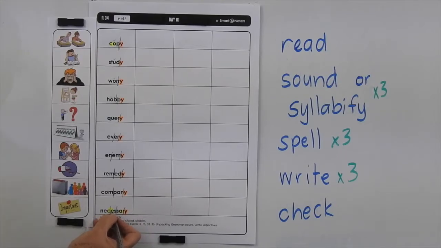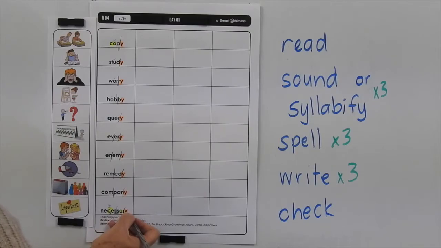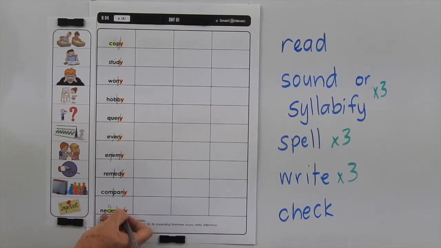Now necessary, here you've got the E making the C make its sound, and you've got the double S there too, and you've got the R-A-R, necessary. We tend to give that a schwa sound, that R sound. We're not giving it its correct pronunciation, so just be aware of that. That's happening in a few of these words.